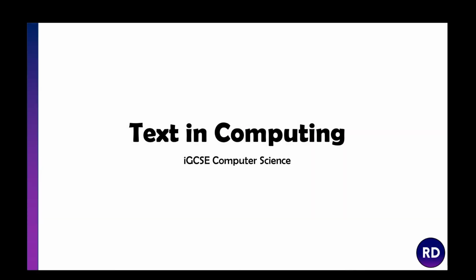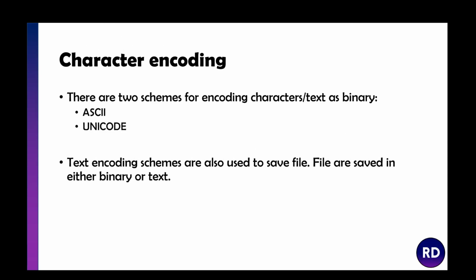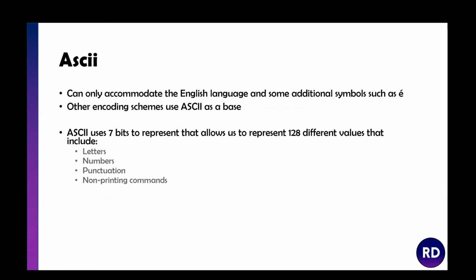In this video we're going to look at how text is represented in computer science. So first things first, character encoding. There are two schemes for encoding characters or text as binary: ASCII and Unicode. Text encoding schemes are also used to save files, and saved files are either in binary or in plain text. First things first, ASCII.